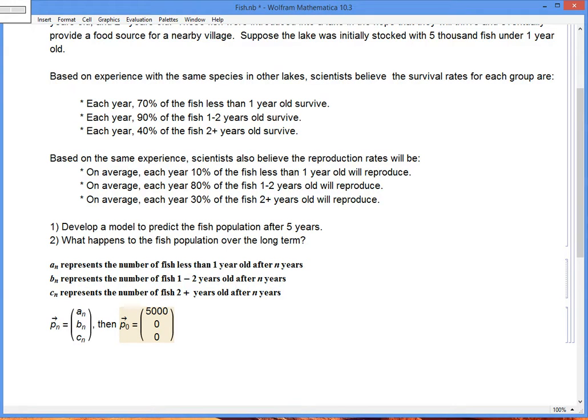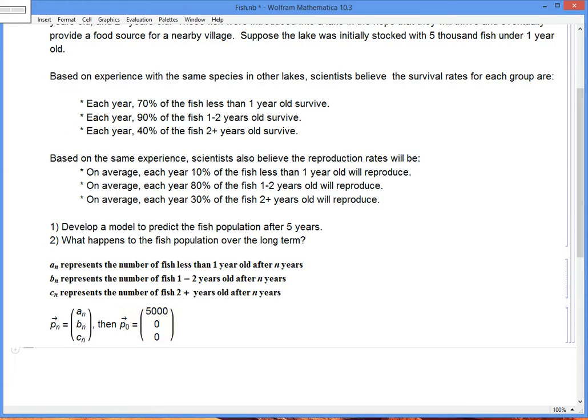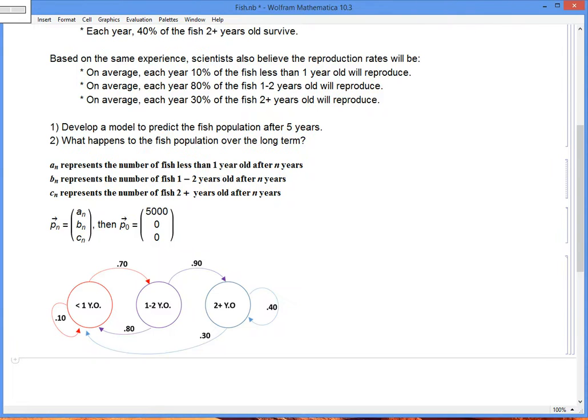The next thing I'd have you do is draw a state diagram, and since I can't draw very well on here, I went ahead and made one in PowerPoint that we can talk through. This takes all the given information from the problem. Fish that are less than 1 year old, if they survive, and 70% of them will, go into this 1 to 2 year old state. If they're 1 to 2 years old and they survive, and 90% of them will, they go into this 2+ year old state.